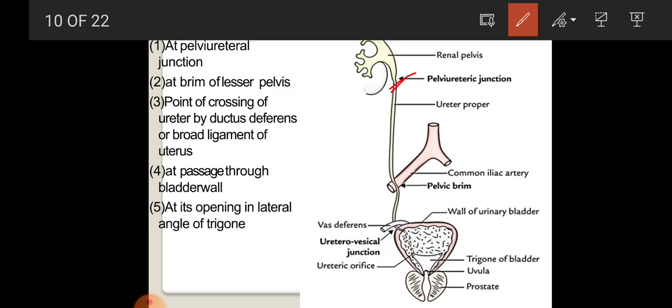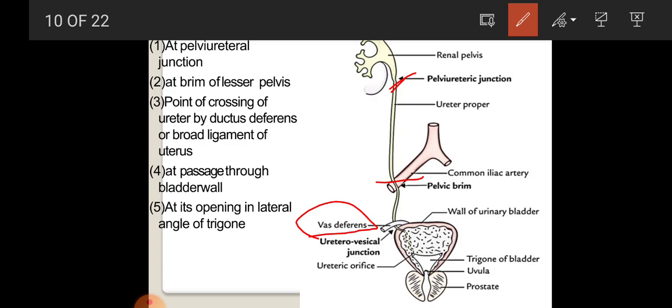Next is at the brim of the lesser pelvis, that is at the bifurcation of the common iliac artery. This is the pelvic brim. At this point also the ureter gets narrowed. Next is the point of crossing of the ureter by the ductus deferens, or the broad ligament of the uterus in females. Where it crosses the broad ligament, it again gets narrowed.